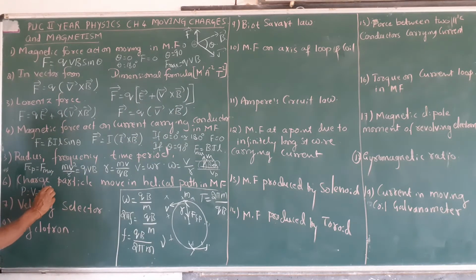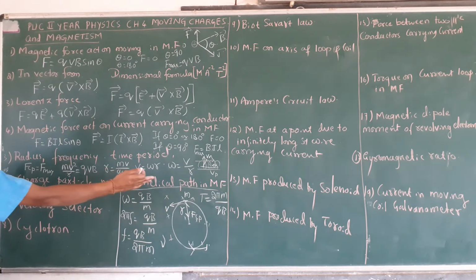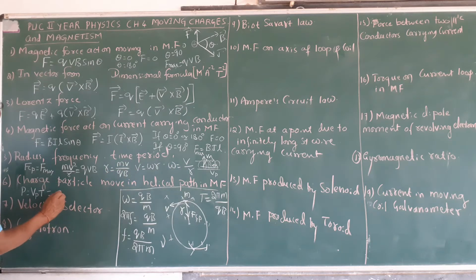Multiplied by the time period, then pitch p is equal to the time period, which is 2 pi m. Now this equation is 2 pi m v_p divided by qB, the expression that is associated with pitch.